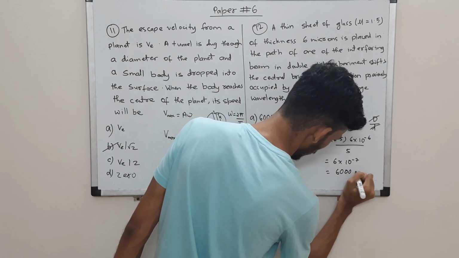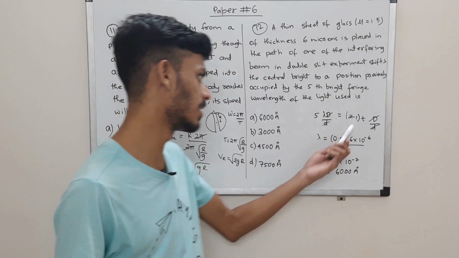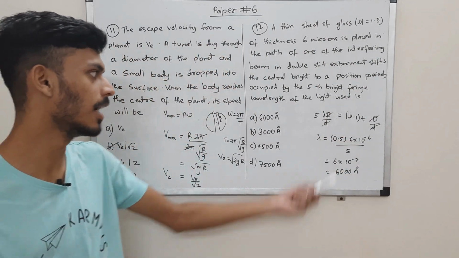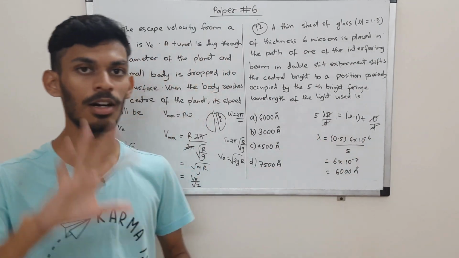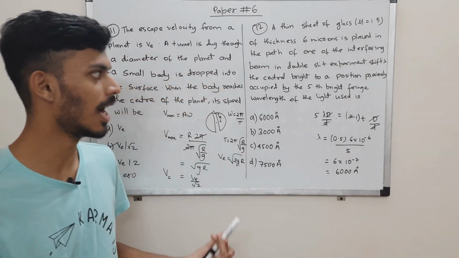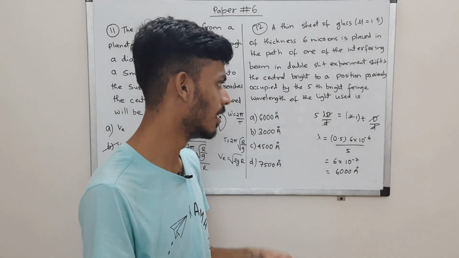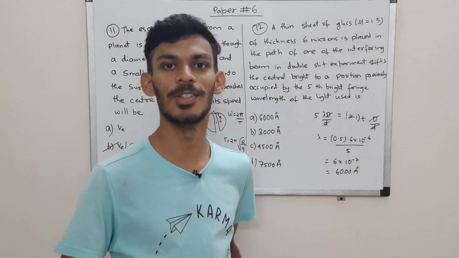Okay, so the basic concept you are supposed to use is this: the shift that is caused in the central bright fringe, you have to equate to the position of the fifth bright fringe. Equate that, substitute, and solve for lambda. That's the simple job. Okay, so let's move to the next question now.